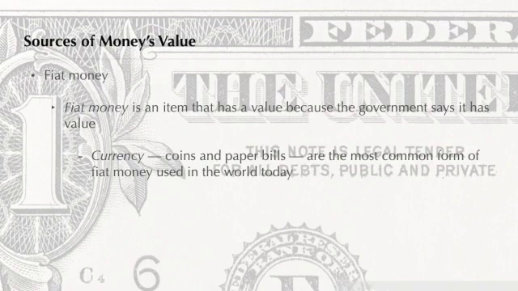Value is attached to fiat money because a government fiat or decree says that it has value. In the United States, coins and paper money are examples of fiat money. Like representative money, fiat money has little or no value without this government decree. The materials used to produce U.S. coins are, in fact, worth much less than the face value of the coins.